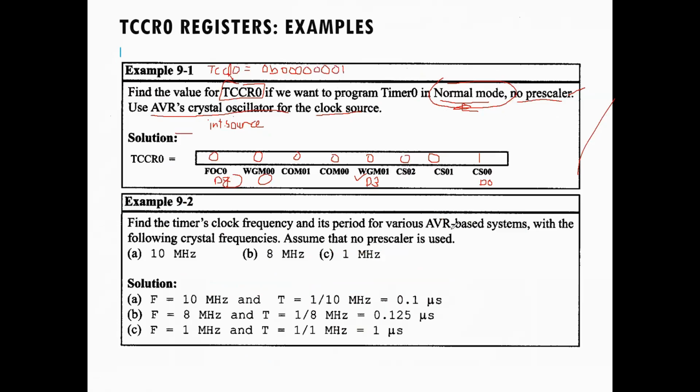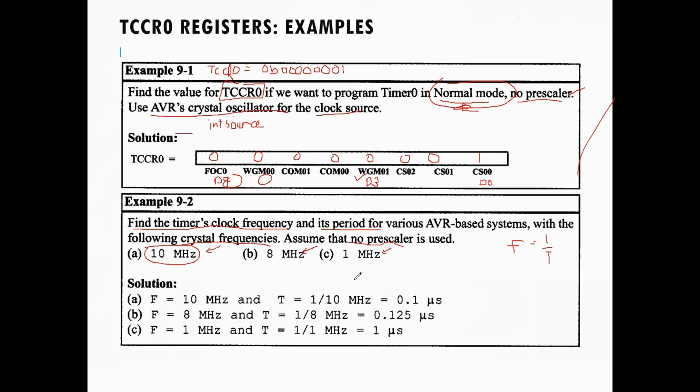Okay, next question is: with the following crystal frequencies, assume no prescaler is used. Find the timer clock frequency and its period. So F equals 1 over T. Here the question gives you, for A, the crystal frequencies: 10 megahertz, 8 megahertz, and also 1 megahertz.